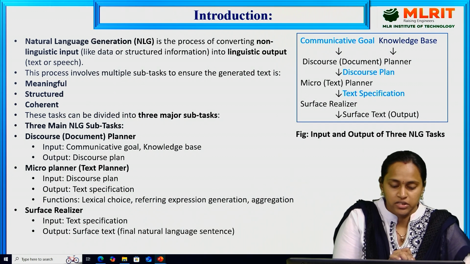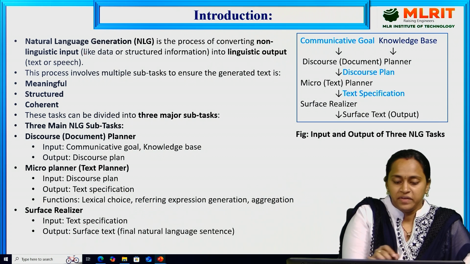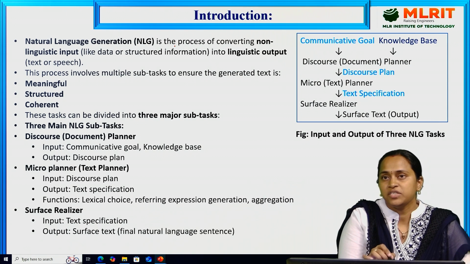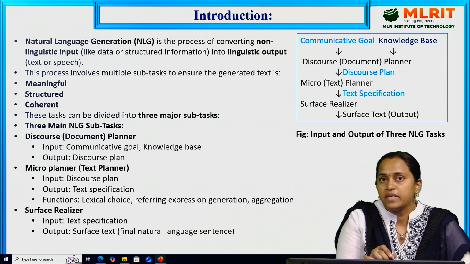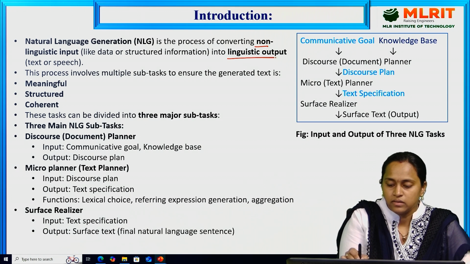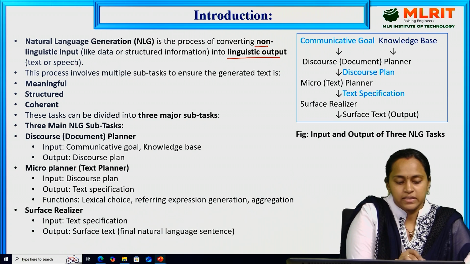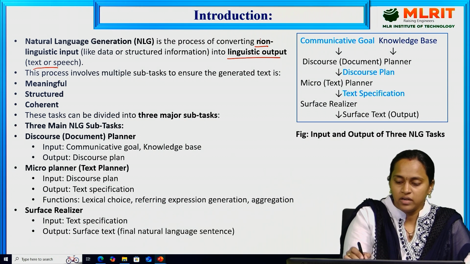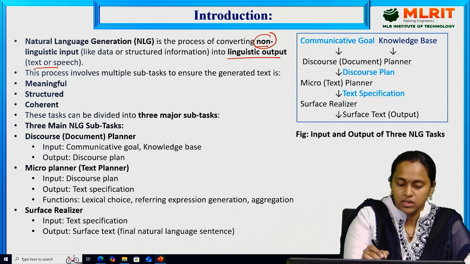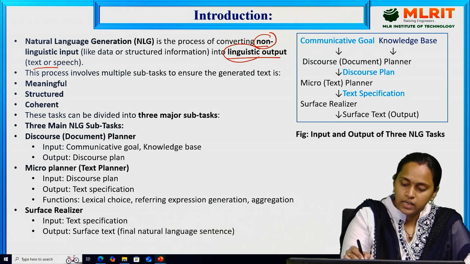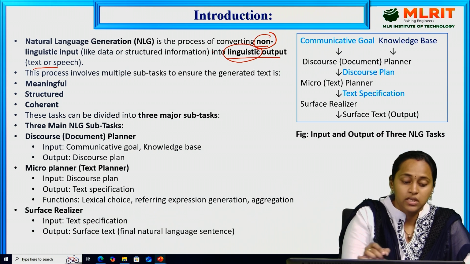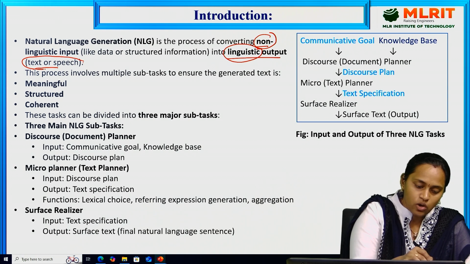Coming to the introduction, we already discussed, right? Natural language generation is the process of converting non-linguistic data to linguistic data, that means structured information to text or speech information. Linguistic means the scientific study of language, that means it contains text or speech data.